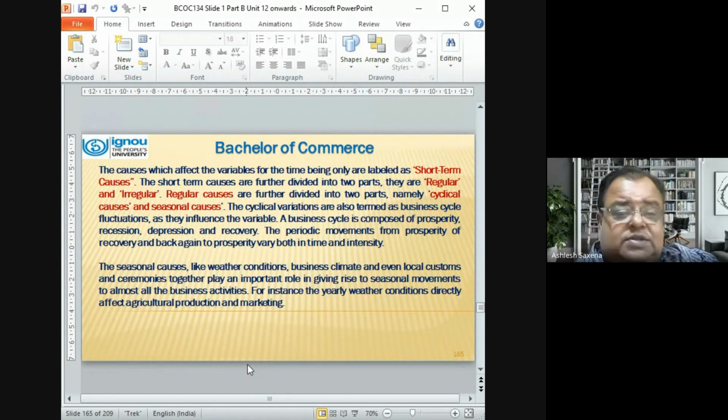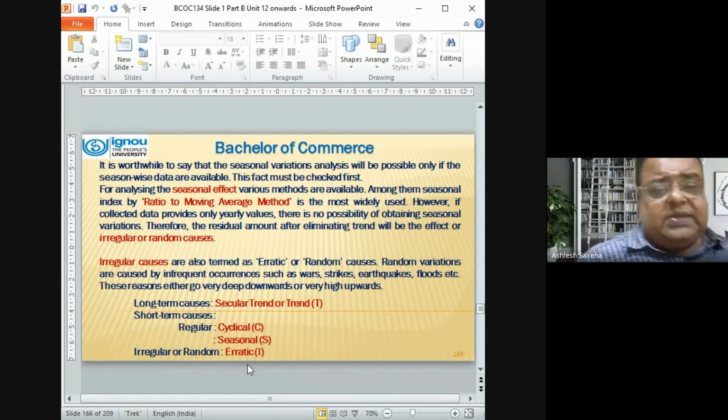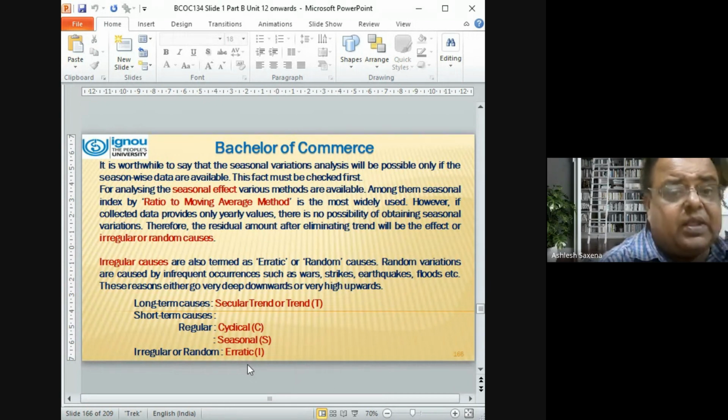The seasonal causes like weather conditions, business climate, and even local customs and ceremonies together play an important role in giving rise to seasonal movements in almost all the business activities. For instance, the yearly weather conditions directly affect the agricultural production and farming. It is worthwhile to say that the seasonal variation analysis will be possible only if the seasonal data are available. This fact may be checked first.